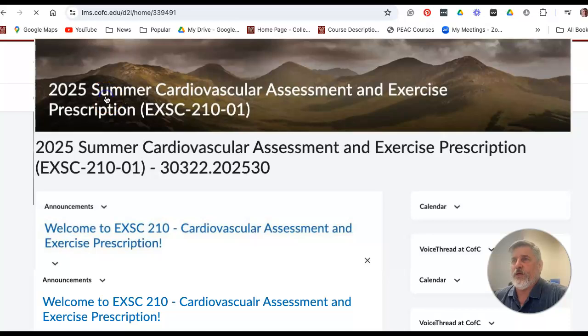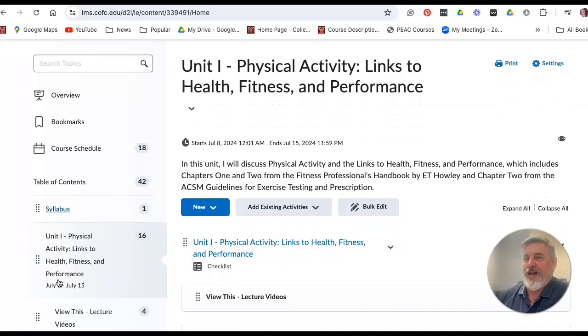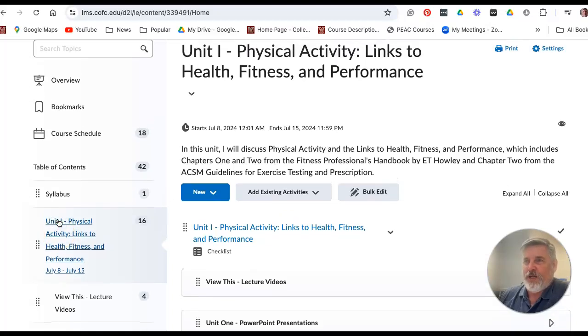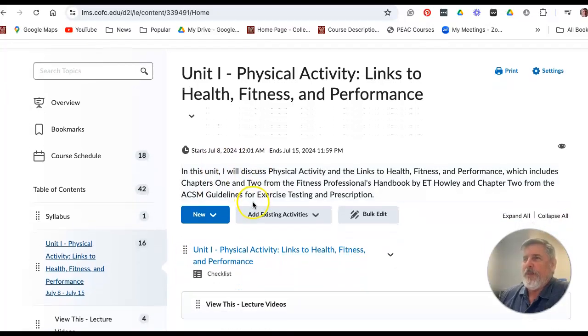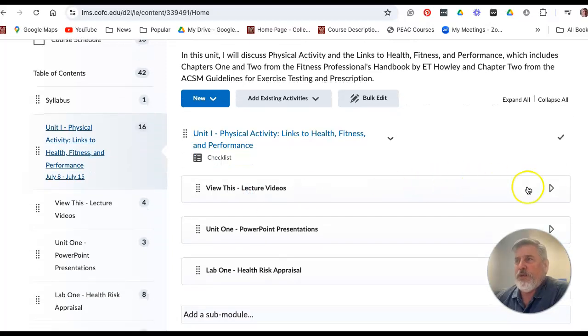Then under content, you have the course syllabus. I encourage you to read that. It has some great information. It's really important. You probably knew that. And then the content is divided up into units. So if you access Unit 1, you'll see that I give a brief overview. And then each unit will have a checklist. So if you access the checklist, it'll tell you what you need to do.